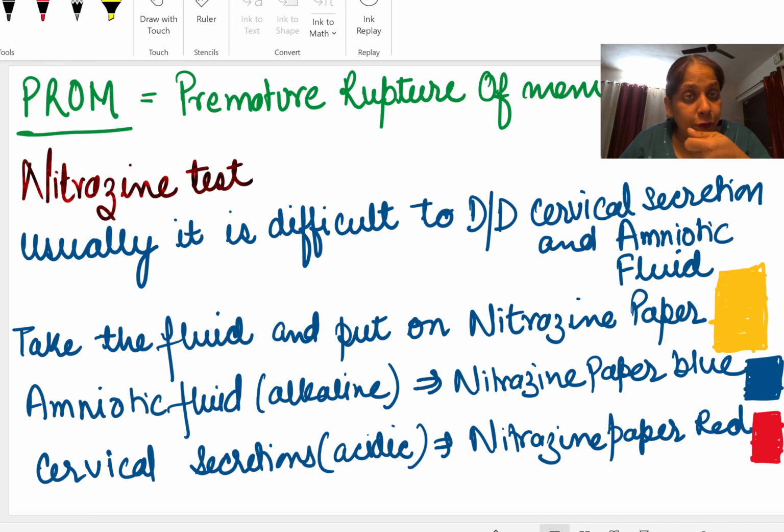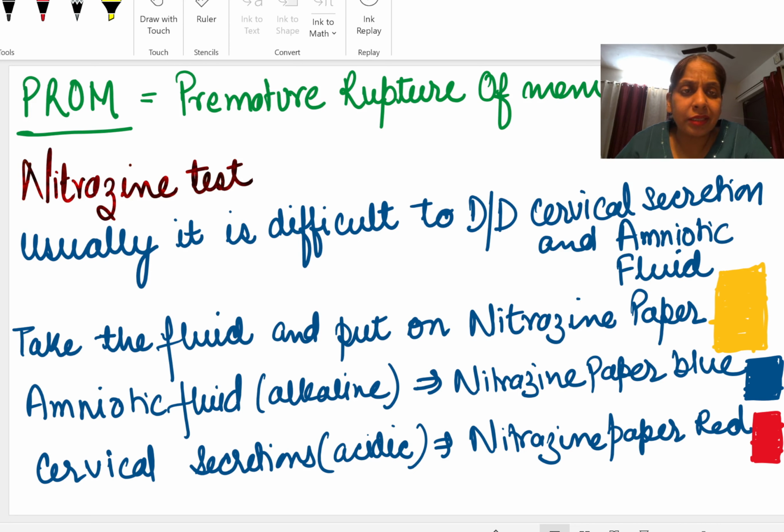So we take that fluid and put the nitrazine paper on it. Nitrazine paper is a yellow color paper. As the amniotic fluid is alkaline in nature, the nitrazine paper turns blue, and because the cervical secretions are acidic, the nitrazine paper turns red. That way we diagnose whether the fluid in the cervix was amniotic fluid or cervical secretions. So the nitrazine test is for PROM.